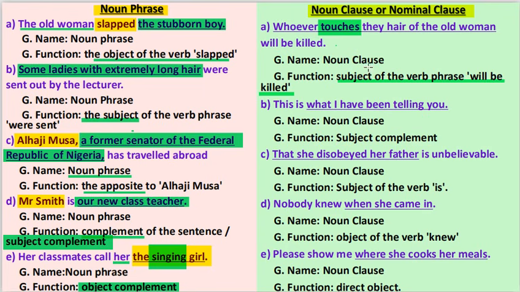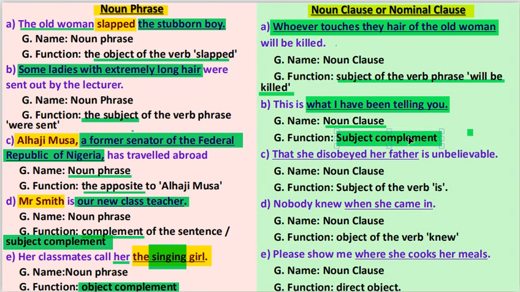Let's move to example B. This is what I have been telling you. What I have been telling you is underlined, and it is a noun clause. Then the function: it functions as the subject complement. This is what I have been telling you. What is this? What I have been telling you. If you look at it, it functions as the complement.